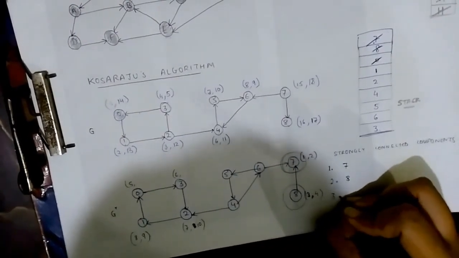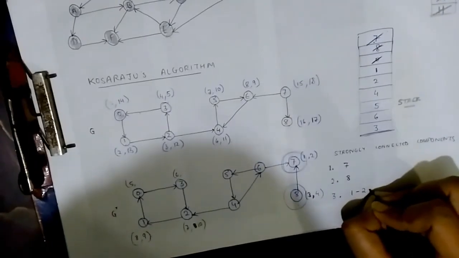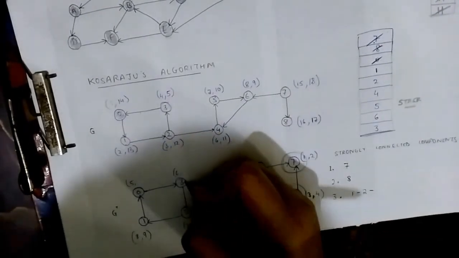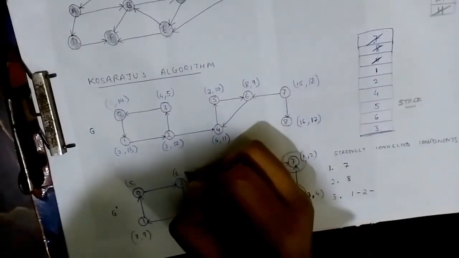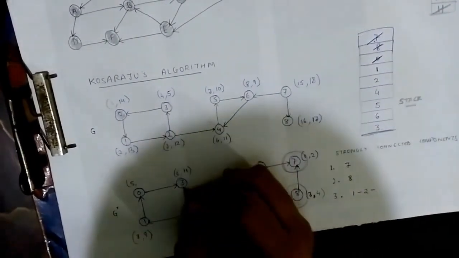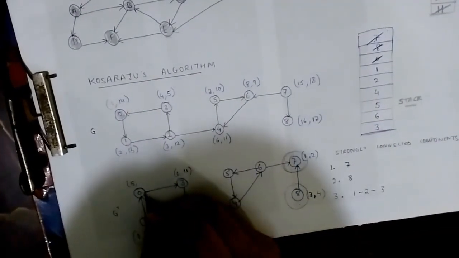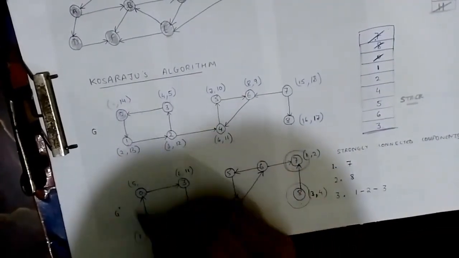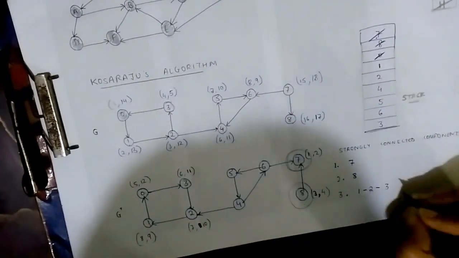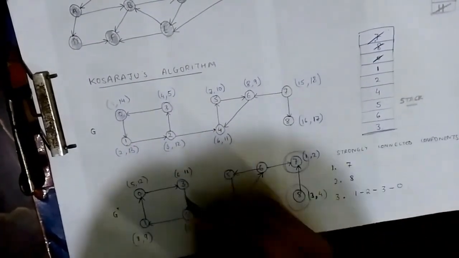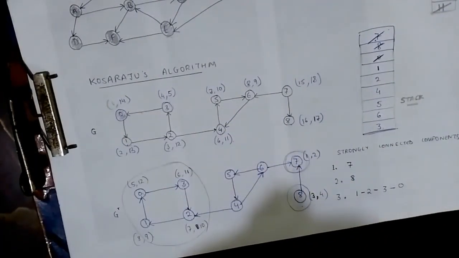In the next connected component, we'll keep adding it here. 1, 2, 3. No other unvisited vertices left to visit, so we'll mark it as ending and add it here. Now back to 0. No other ways to go, so we'll end this as well. 0. We get our third strongly connected component.